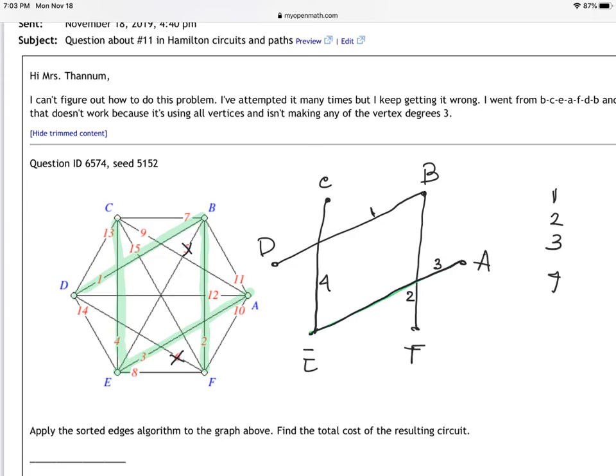The 7 would make a degree of 3. I think you see that there. 8. 9 won't work because that'll make a circuit of 3. We'll make a triangle. I'm not quite ready. Okay, 10. 10 looks good there.